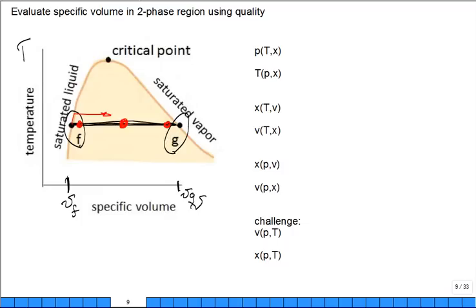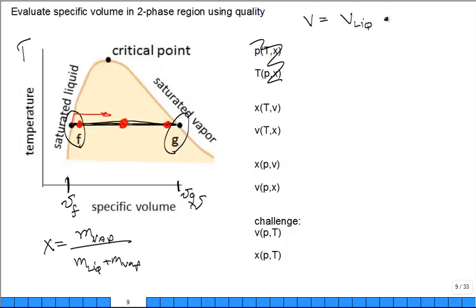What was the definition of quality again? Quality was the mass that's in the vapor state divided by the mass liquid plus the mass vapor in my two-phase mixture. Let me kind of forget this right in here. I'll come back to it. If I have a total volume, I'll have the volume occupied by the liquid plus the volume occupied by the vapor. So here I have a container. There's the liquid down there, and here's the vapor up here. True? Do you see what I'm doing?